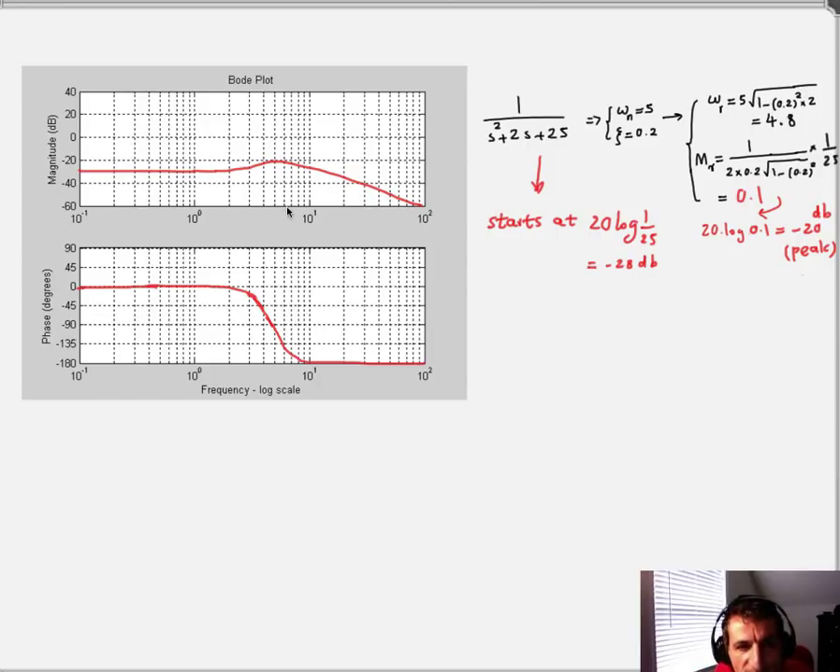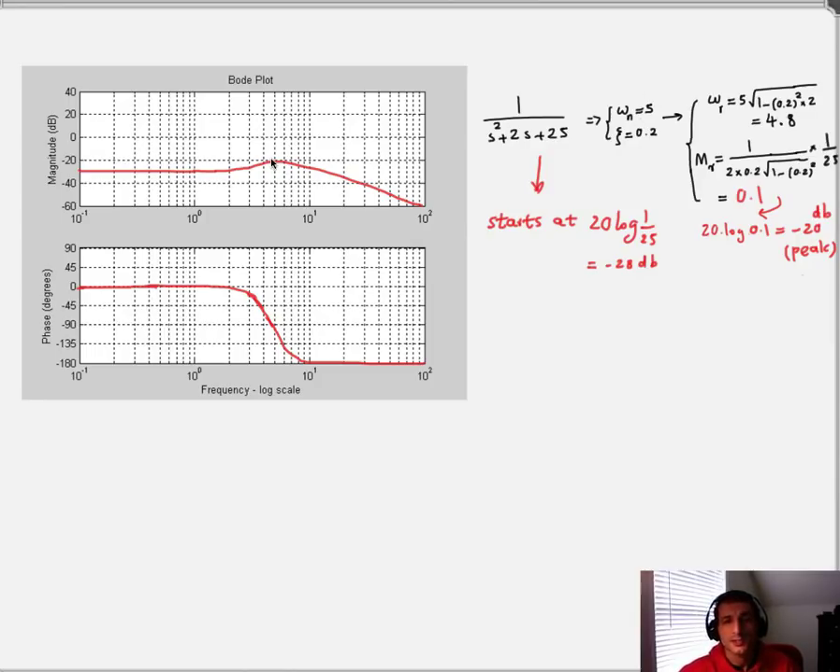So now you see that in your asymptotic or straight line approximation, your break frequency or your peak will actually occur at omega equal to omega n, but actually it is not omega equal to omega n, it's omega equal to omega r, which is 4.8, which is still pretty close to omega n equal to 5. So that's going to be this point.